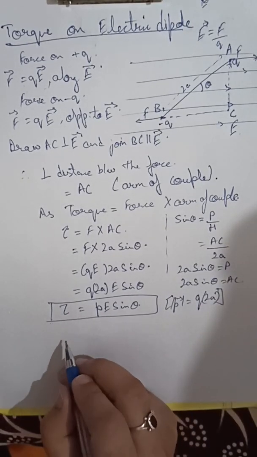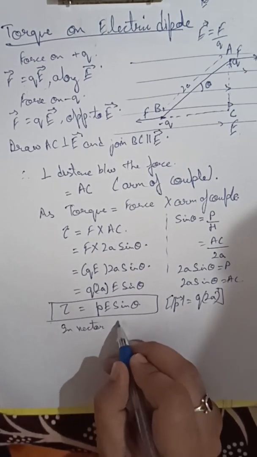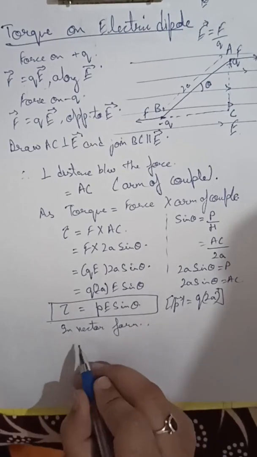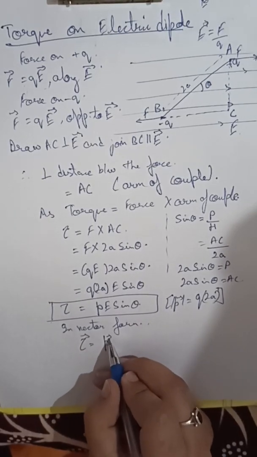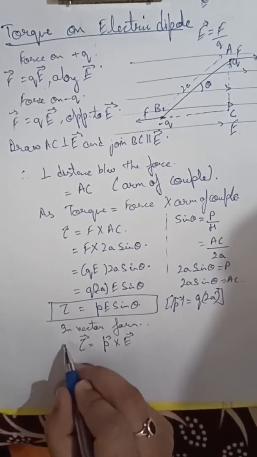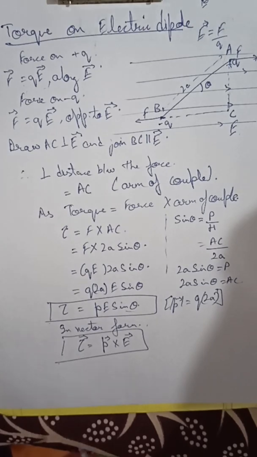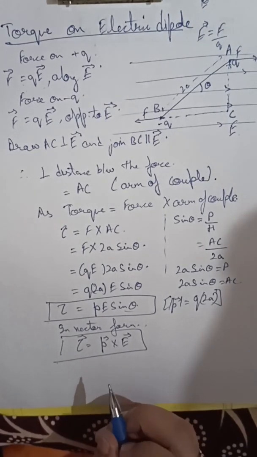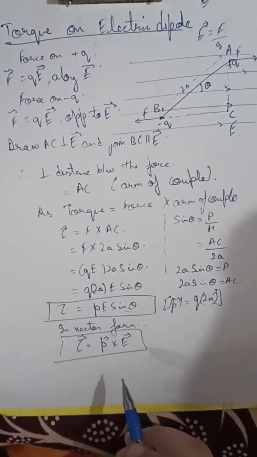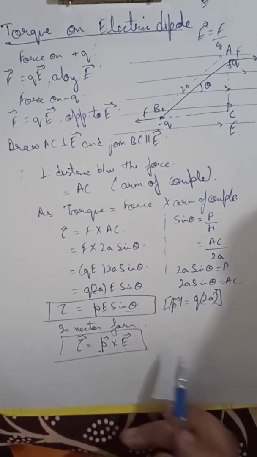So in vector form, it will be equal to P into E, a cross product. Why cross product? Because of sine of theta. The direction of tau is given by the right hand screw rule and is always perpendicular to the direction of P and E, the dipole moment and the electric field.